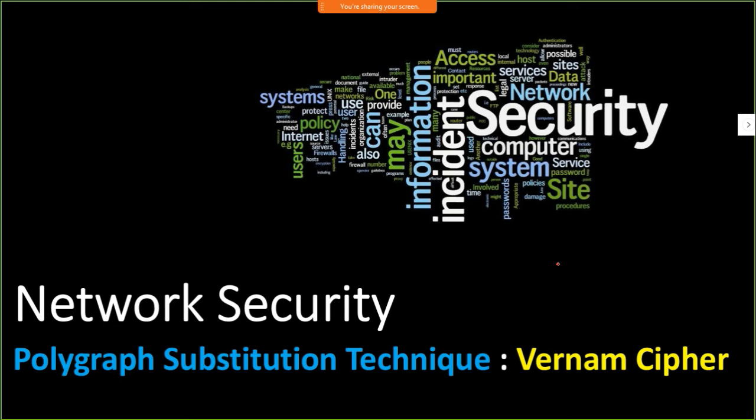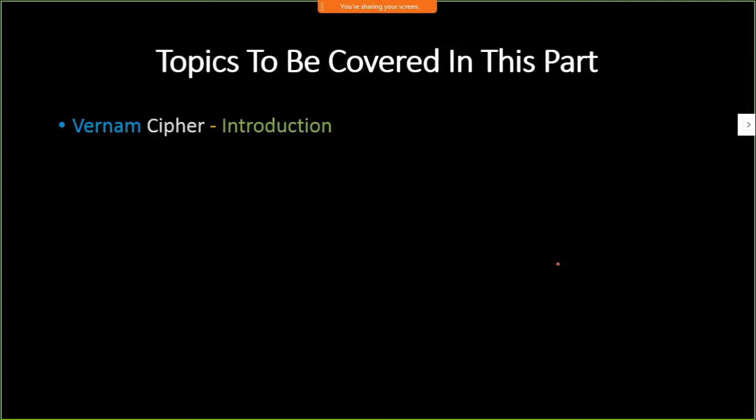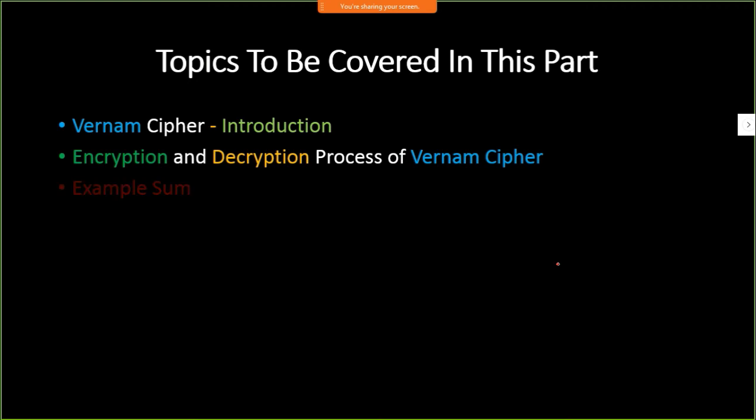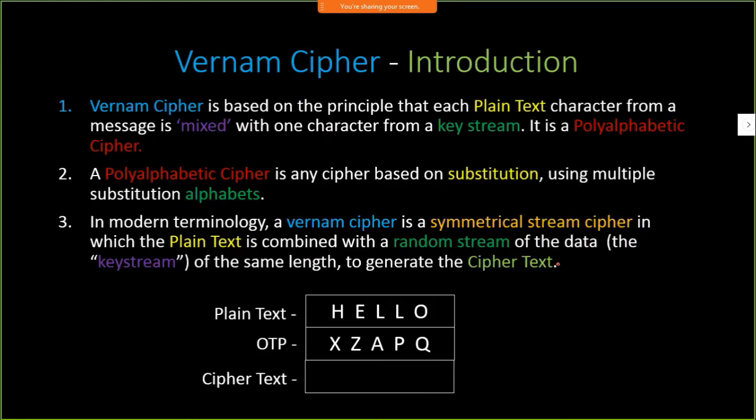Another polygraphic substitution technique is called the Vernam cipher. The Vernam cipher's encryption, decryption process and example will be discussed. So what is the Vernam cipher? How does it work? The Vernam cipher is based on the principle that each plain text character from a message is mixed with one character from the key stream. A polygraphic cipher is any cipher based on substitution using multiple substitution alphabets.